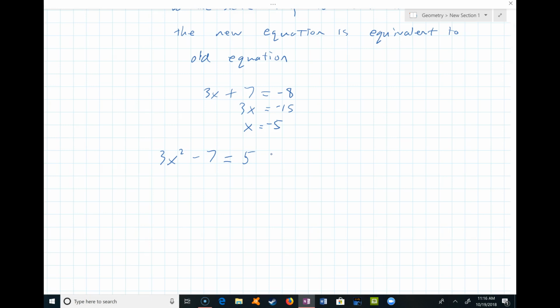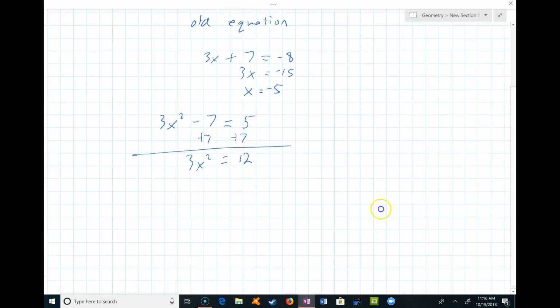In this case, I want to proceed like normal. I would undo the outside stuff first. So the first thing that's done to x, if I plug a number in for x, is to square it. The second thing you do to it is multiply by 3. And the third thing you do to it is subtract 7 from it. So the first thing we're going to undo is the subtract 7. So we're going to add 7 to both sides. That's how you undo a minus 7. And you get 3x squared is equal to 12.